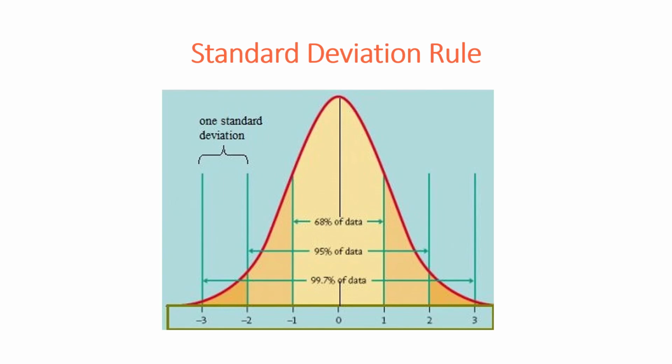The standard deviation rule can be rewritten in probability notation as 0.68 equal to the probability that x is between mu minus sigma and mu plus sigma. 0.95 equal to the probability that x is between mu minus 2 times sigma and mu plus 2 times sigma.